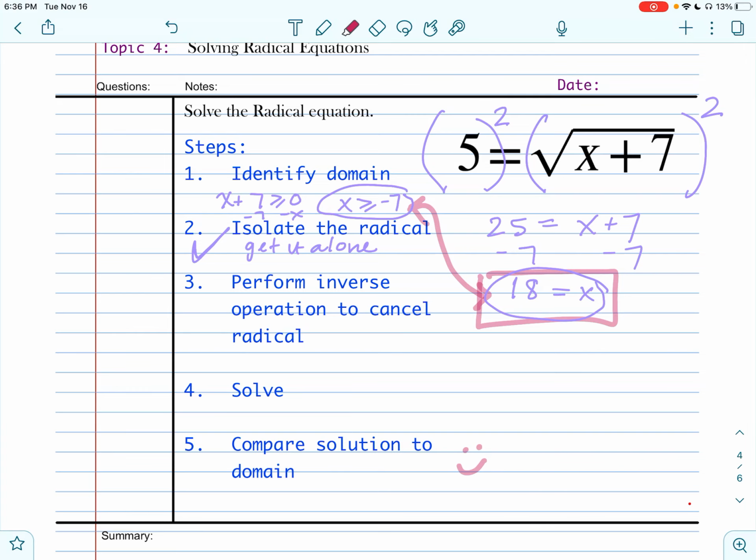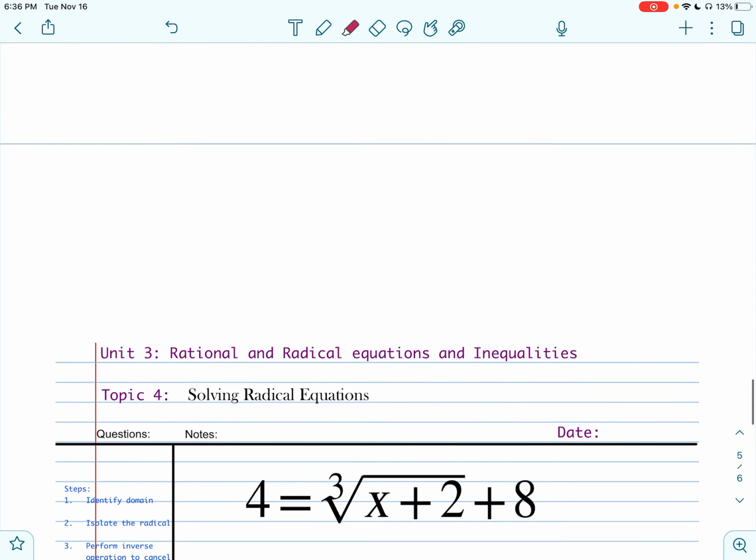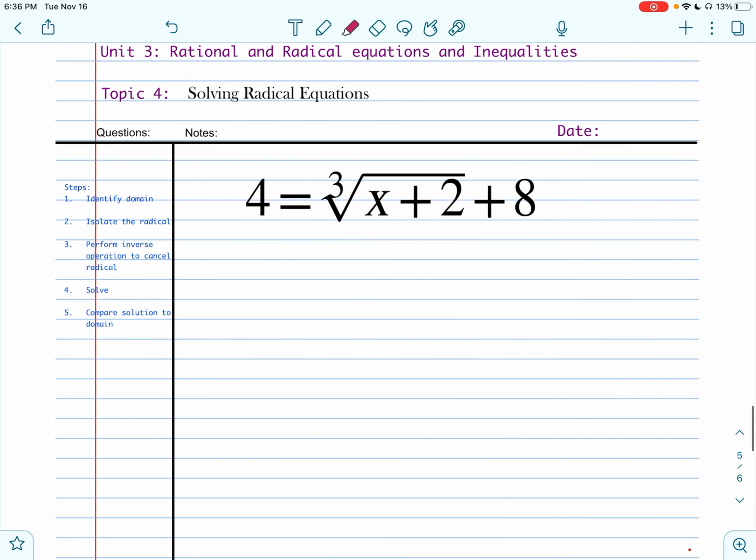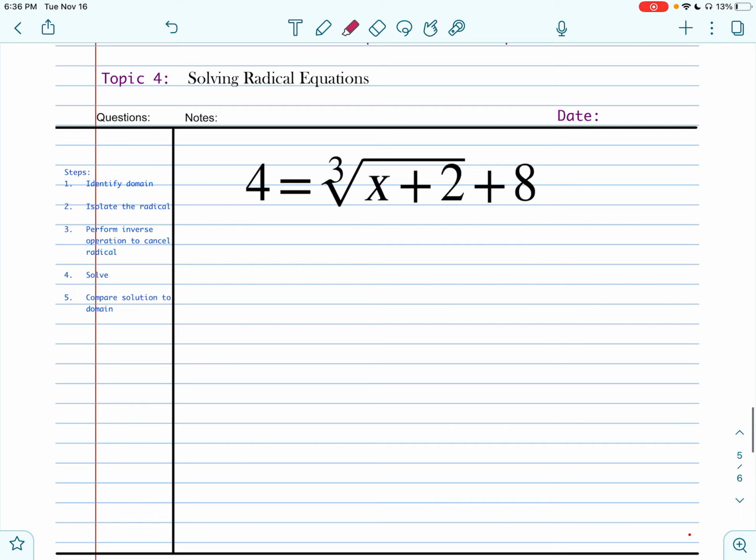All right, example number 2. I'm going fast because I only have 13% left on my iPad and I need to plug it in again.